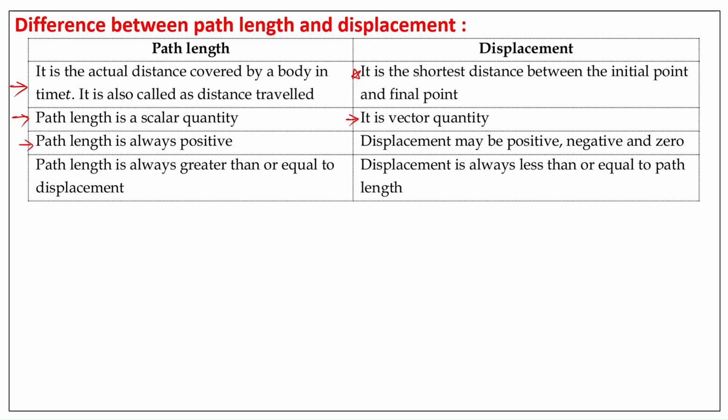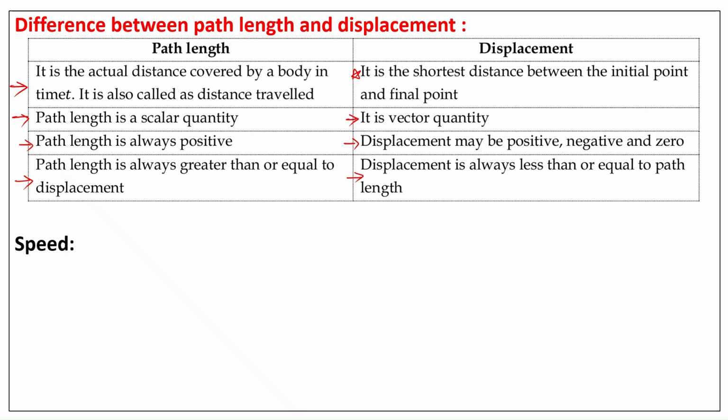Path length is always positive. Displacement may be positive, negative and zero. Path length is always greater than or equal to displacement. Displacement is always less than or equal to path length.